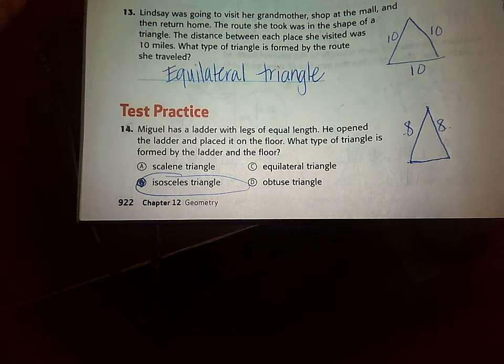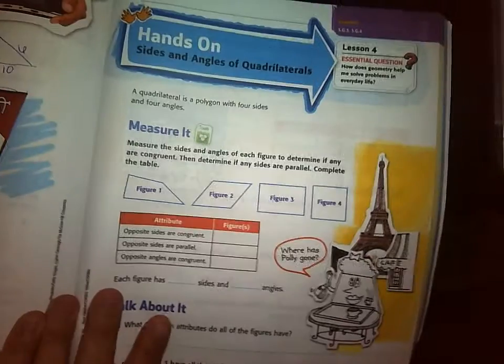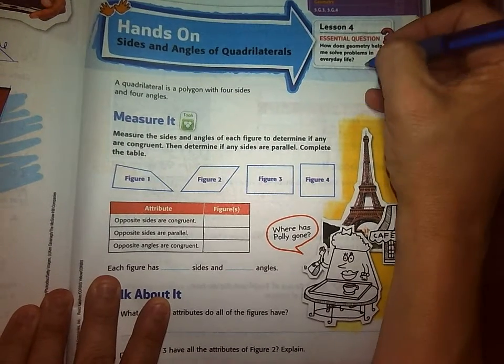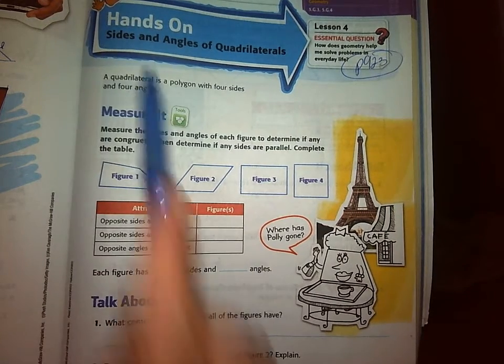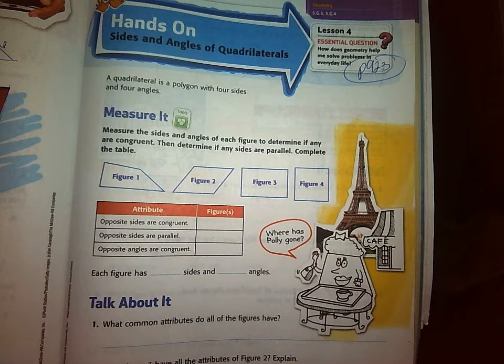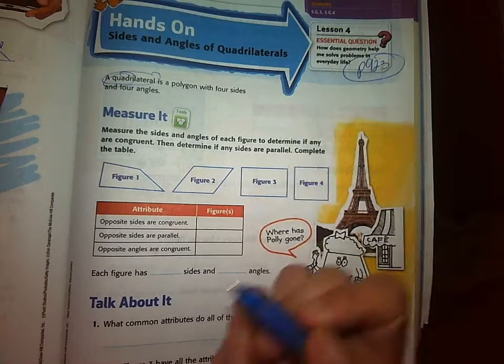Okay, now we're going to go on to sides and angles of quadrilaterals. So we're on the next page, page 923, lesson 4, and we're looking at sides and angles of quadrilaterals. Remember, a quadrilateral is a polygon with 4 sides and 4 angles.